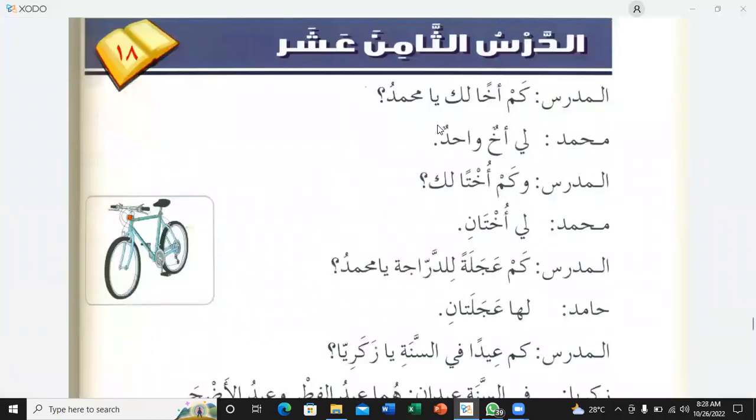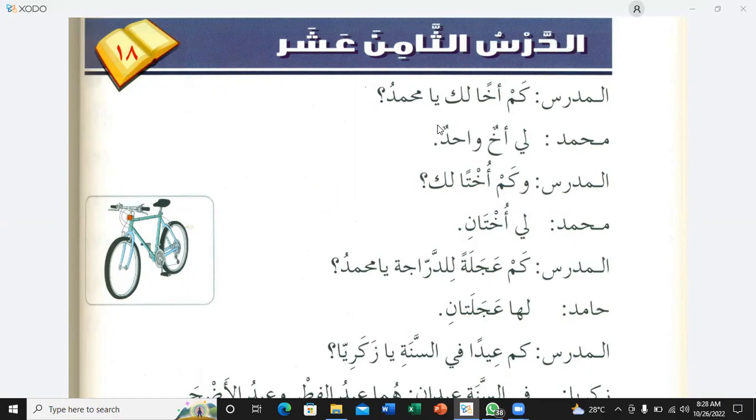Karima: Shall I start? Al-mudarris, the teacher: Kam akha laka ya Muhammad? How many brothers do you have, O Muhammad? Muhammad: Li akhun wahidun. I have one brother. Al-mudarris: Wa kam ukhtalak? And how many sisters? Muhammad: Li ukhtani. I have two sisters.